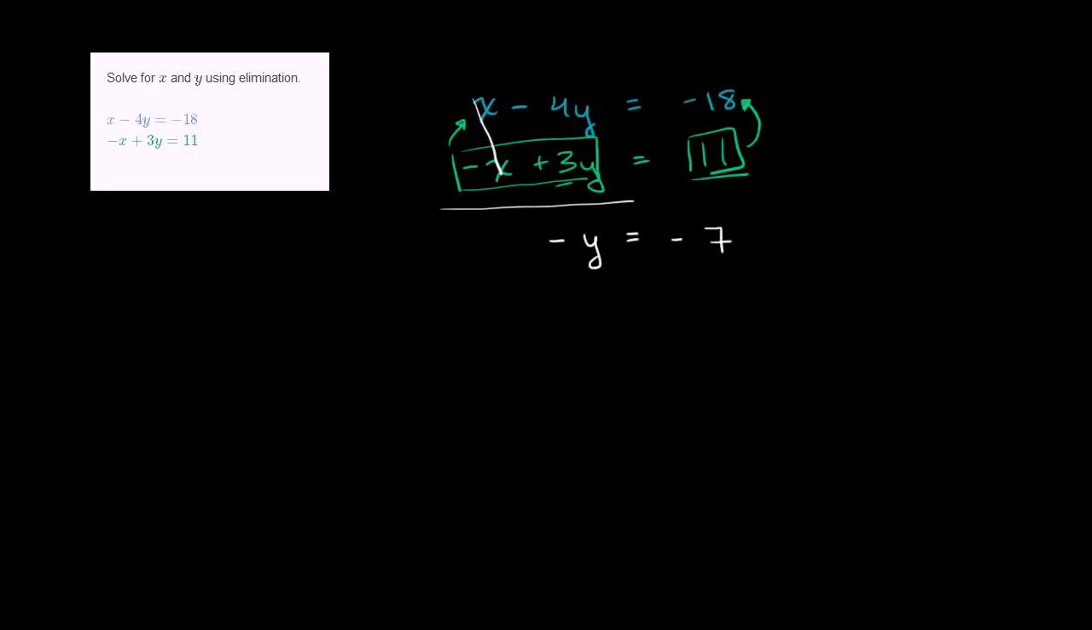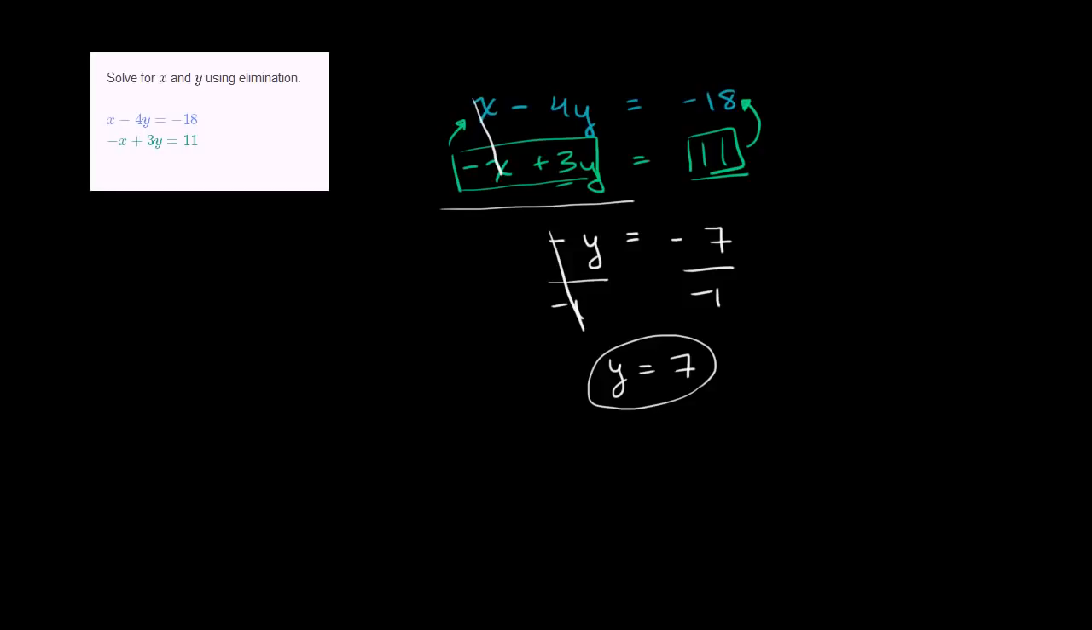If we want to solve for y, we can divide both sides by negative 1 or multiply both sides by negative 1, depending on how you want to view it. So let's divide both sides by a negative 1. We are left with y is equal to positive 7. But we aren't done yet. We need to figure out what x is equal to. So we can take this value for y, and we should be able to substitute it back into either of these equations to solve for x. So let's do that. Let's use the top equation.